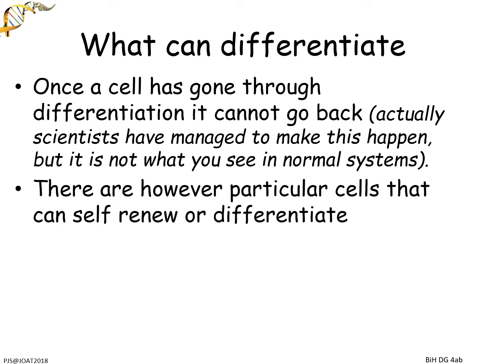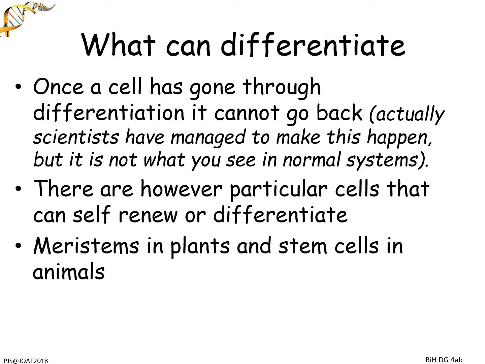And what we have inside all living things is a very particular set of cells that can either end up in a loop of self-renewal, so they just keep on continuing to replicate, or they can differentiate and become a different cell. And they have particular names. In plants, these are called meristems, and in animals, we've got stem cells.